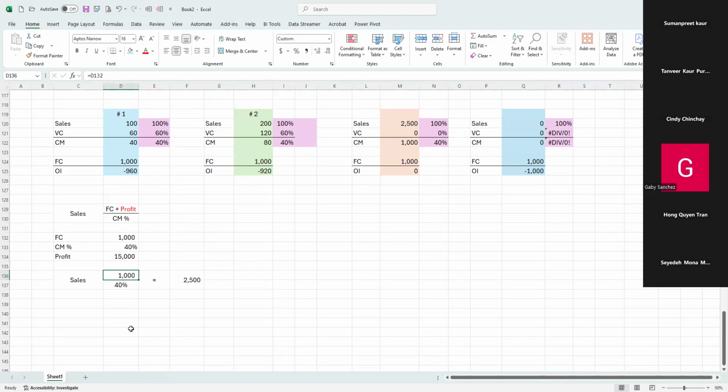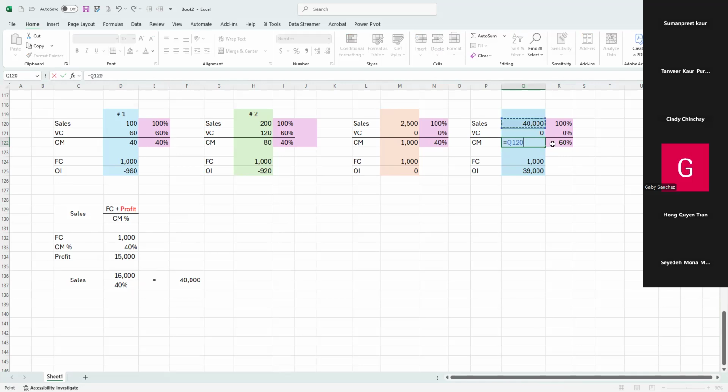And once I add the profit, I'm gonna be there. So how much is my denominator now? 1,000 plus 15,000 is gonna be 16,000, divided by 40%. So my sales should be $40,000. So let's see in the formula. If I plug here $40,000, and I know those $40,000 gonna generate me 60% contribution margin.